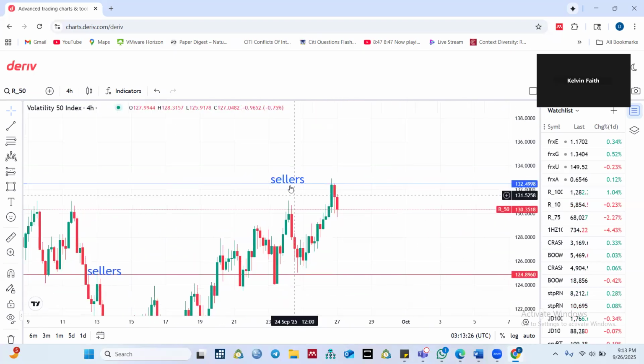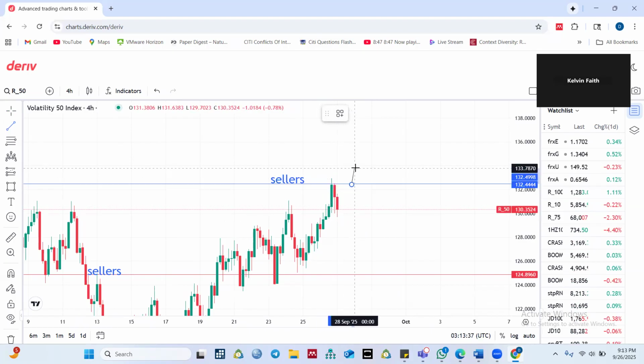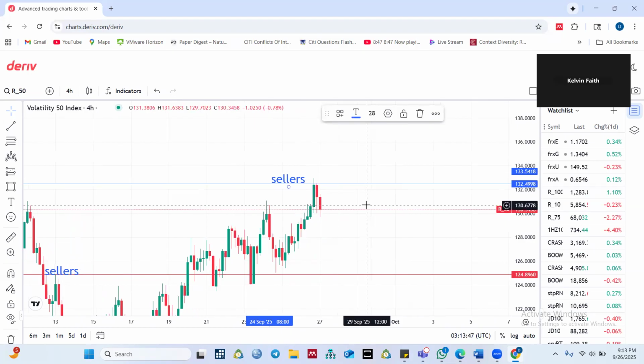So though sellers are sitting here, if they got weakened and were not able to reject this price and push the price down like here and close above, I will find a buy entry up here. But now we want to sell because we are seeing that the sellers are in charge. Until that happens, we cannot buy.